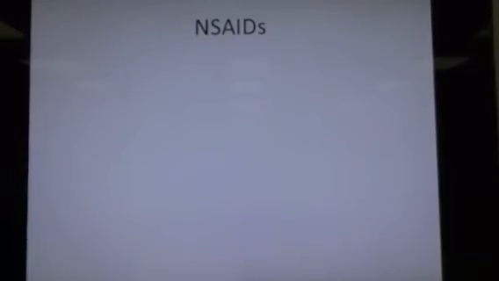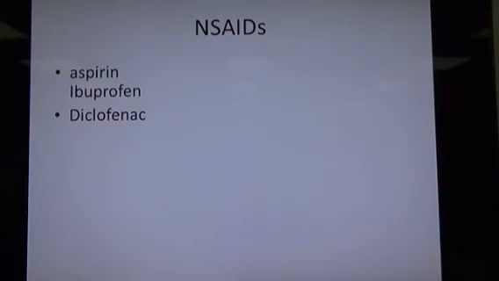NSAIDs you are very commonly using. Most commonly used are aspirin and brufen. Ibuprofen. You know the dose for ibuprofen? Yes, 400 to 600 milligram TID you can use. Diclofenac sodium is very commonly used by the dentists. But in my opinion, this is more effective in musculoskeletal disorders, not in dental infections.